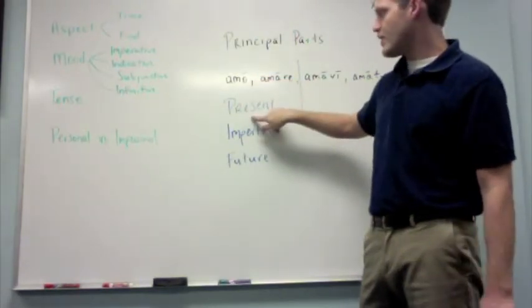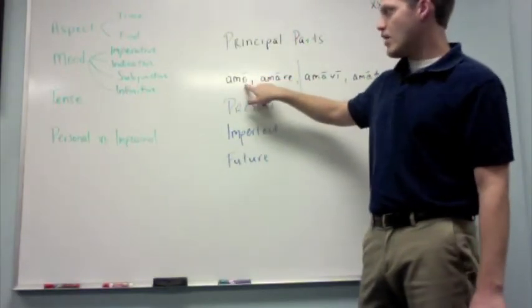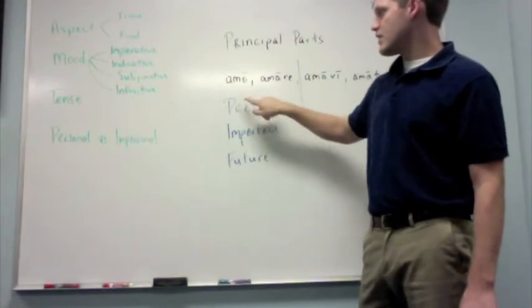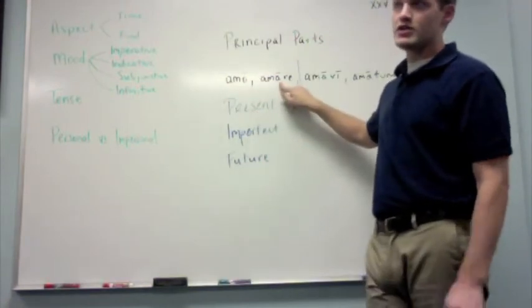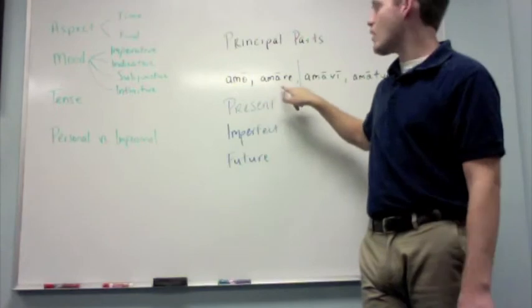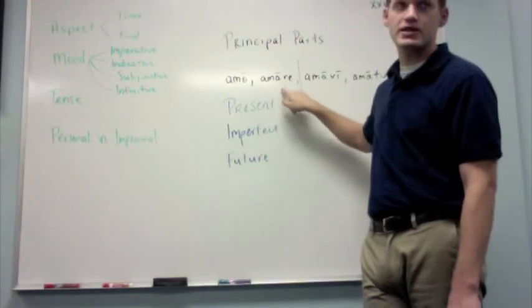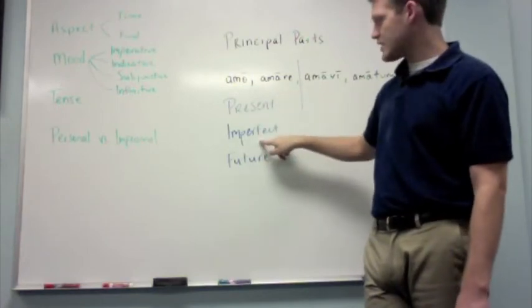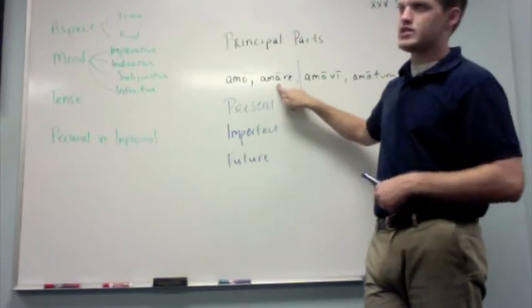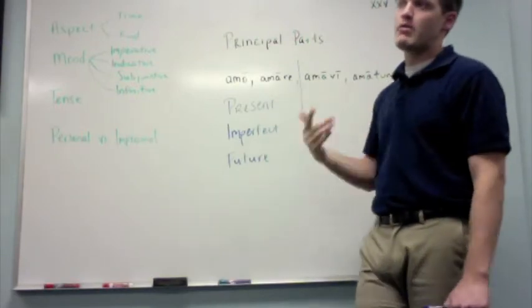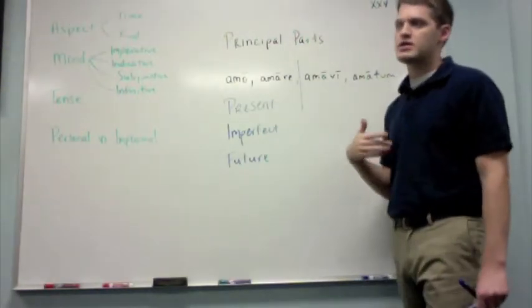So, for example, the present is going to go amo, there's that first part, and then I say, oh, my infinitive tells me it's a first conjugation: amo, amas, amat, amamus, amatis, amant. My imperfect, oh, I can see it's a first conjugation verb. That means it's going to go amabam, amabas, amabat, amabamus, amabatis, amabant.